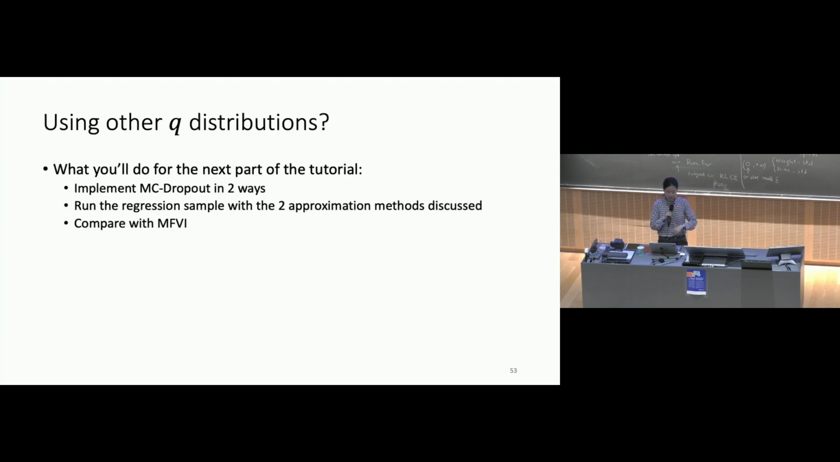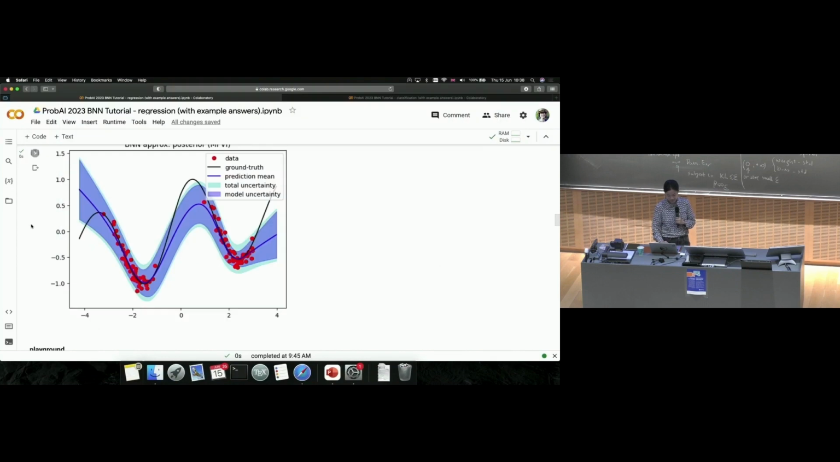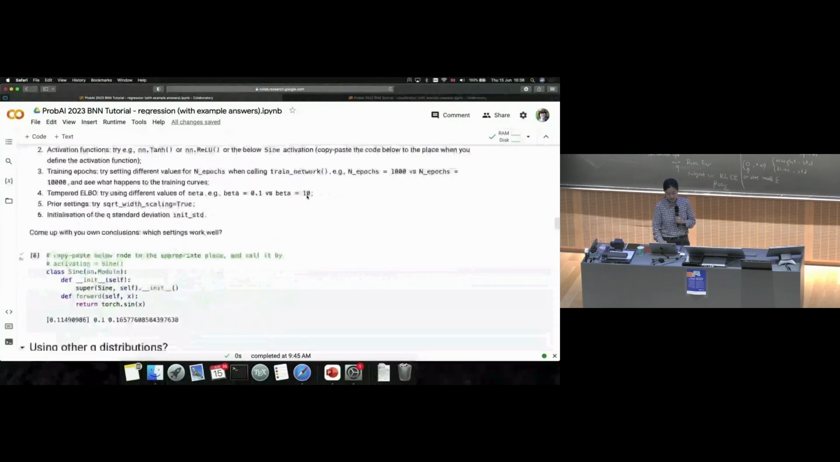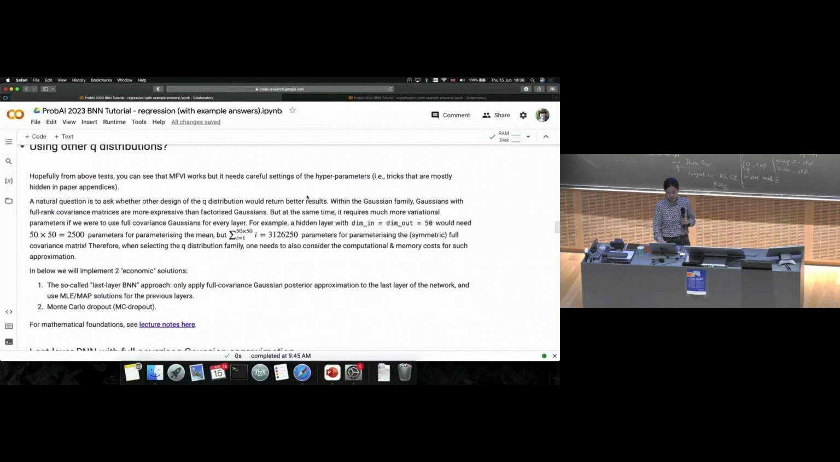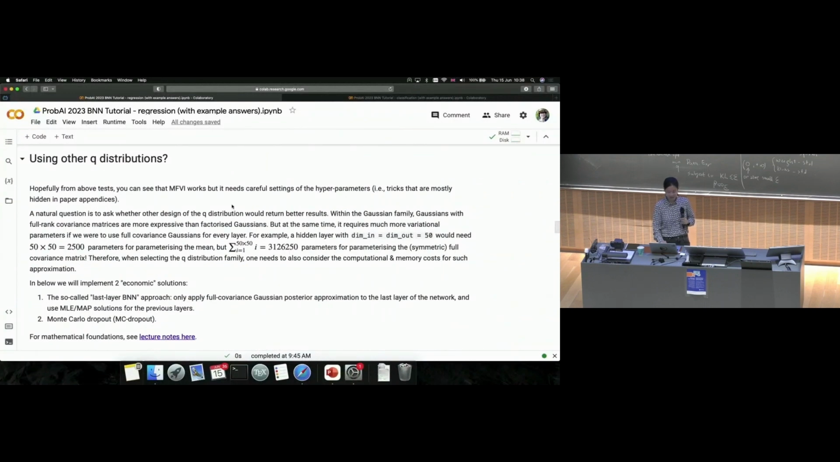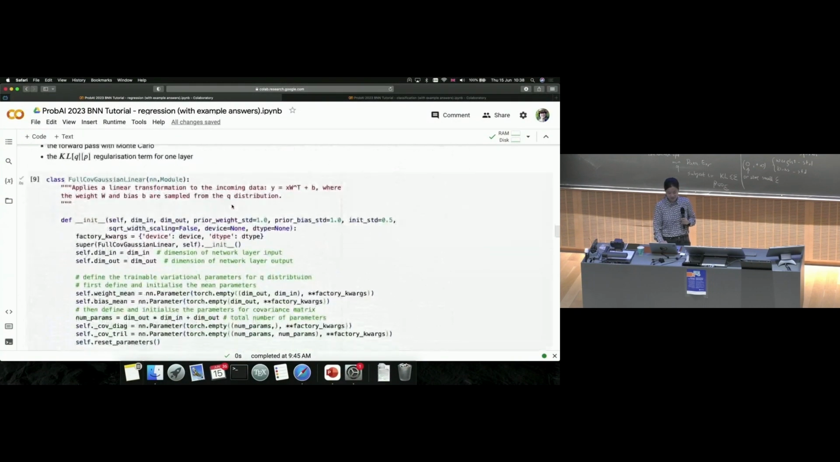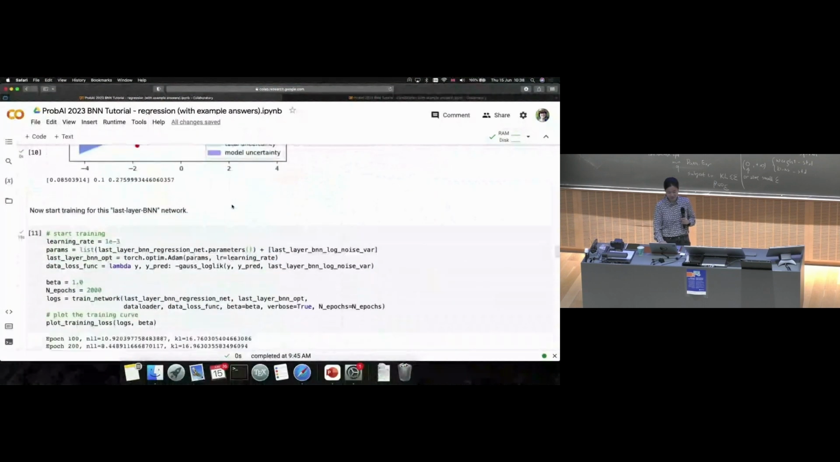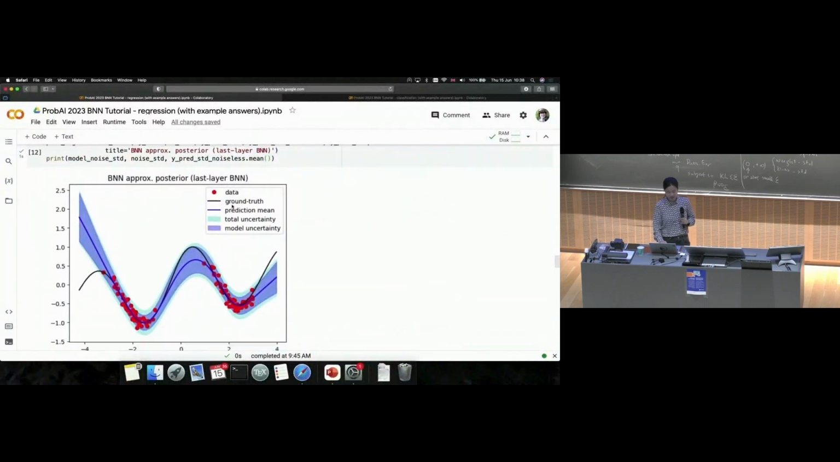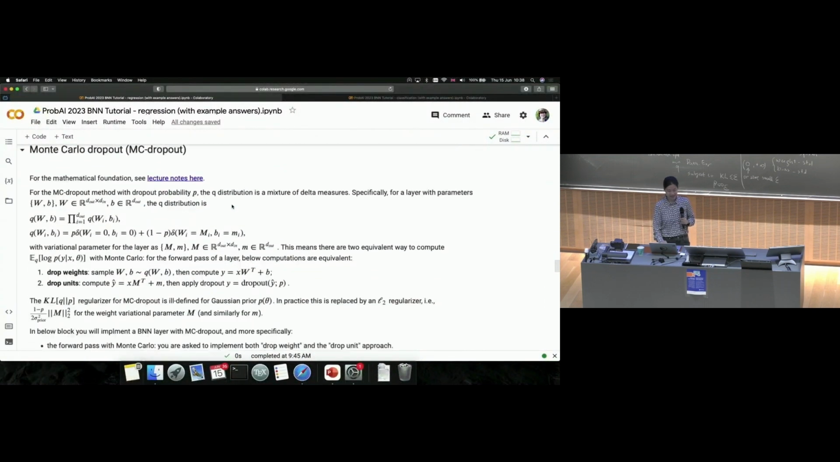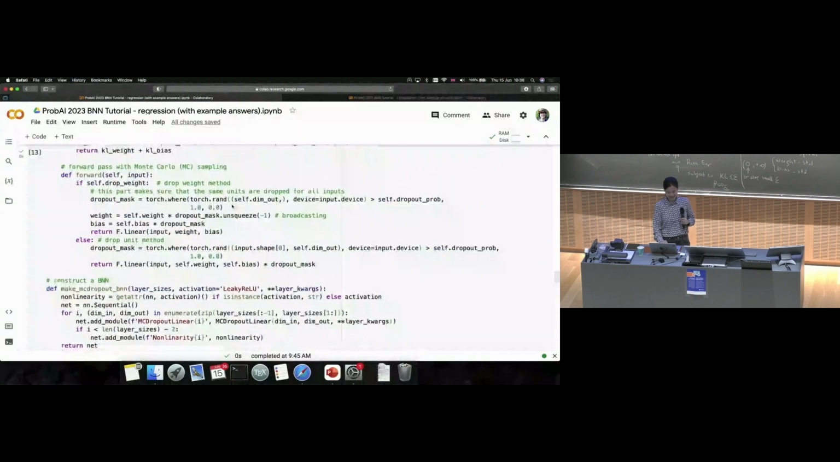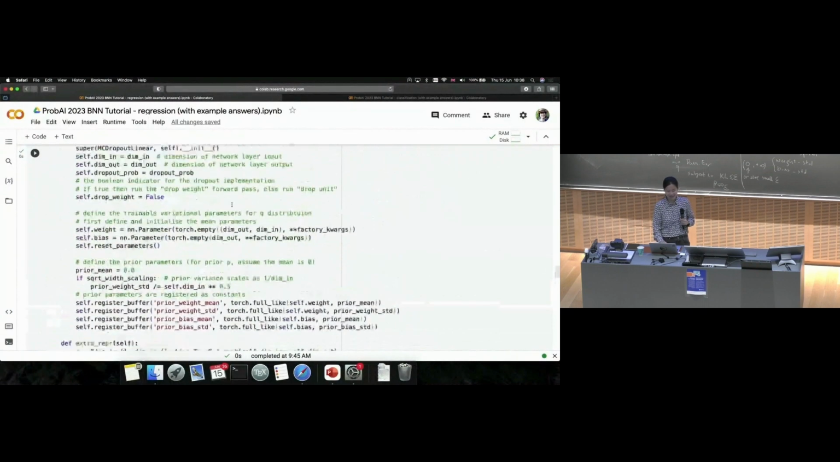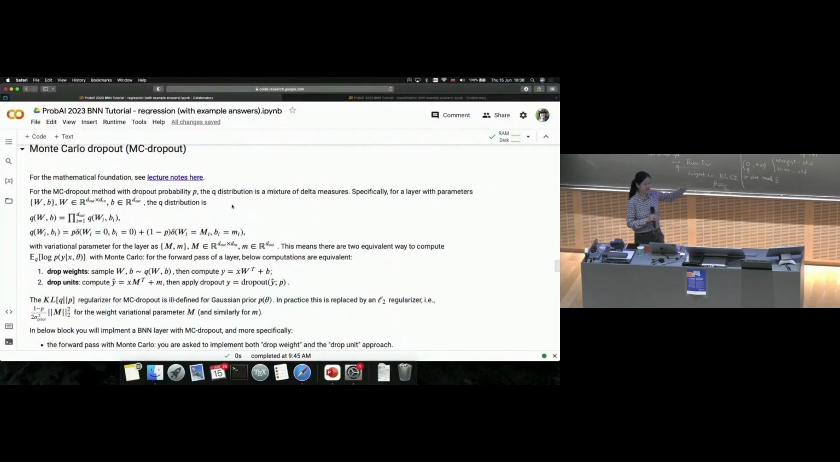Okay, so we probably spent like 10 minutes or so, right? There are some other examples here. This section is called using other Q distributions. I think the last layer Bayesian neural network is a bit complicated, but you can at least implement the dropout part. Let's spend 10 minutes on this, and then you play around, and then you can compare this result with the previous mean field version inference result.